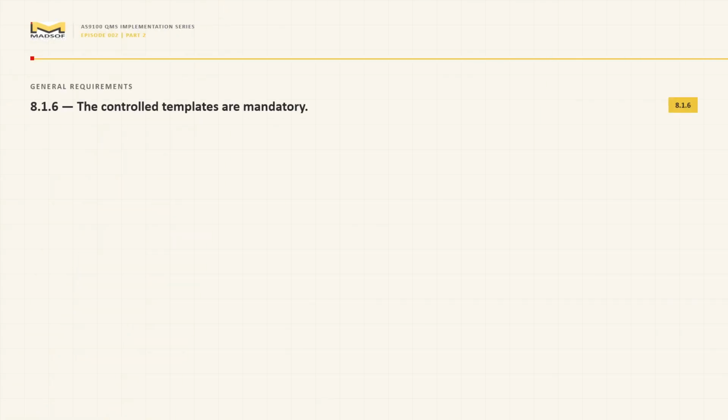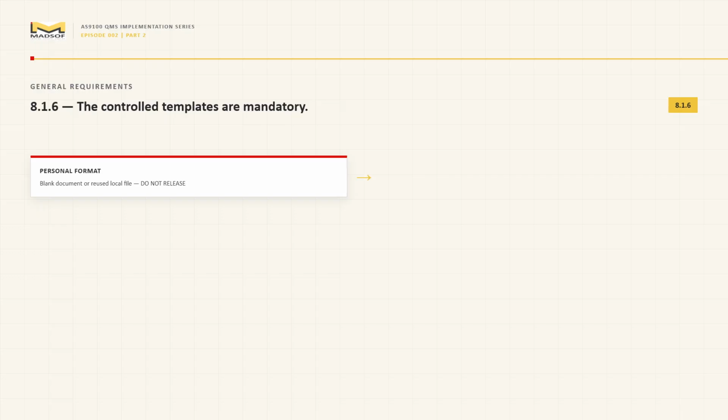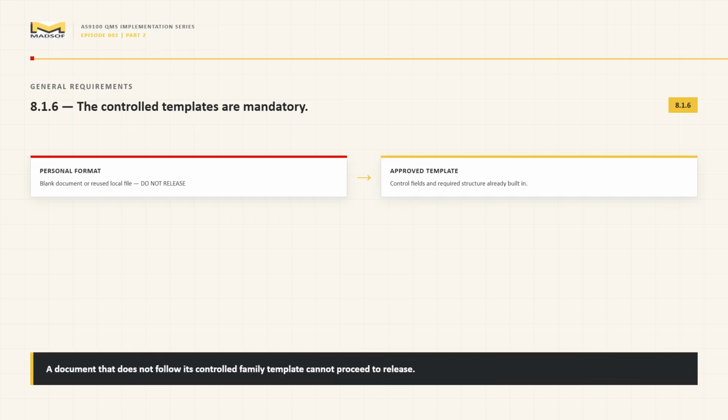Requirement 8.1.6 makes the controlled templates mandatory. They are not merely examples. When a process owner creates or revises a document, the work begins with the approved template for that document family. If the draft does not follow the controlled structure, it should not proceed to release. This gives the entire organization one recognizable documentation method.